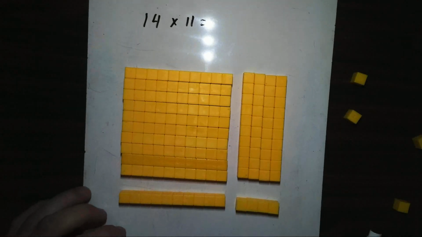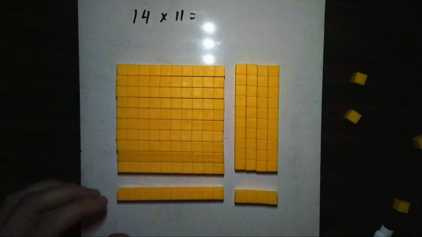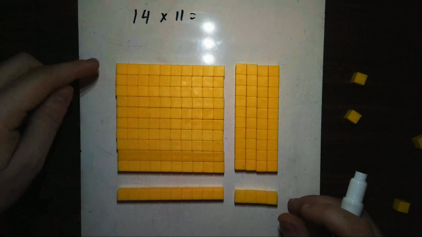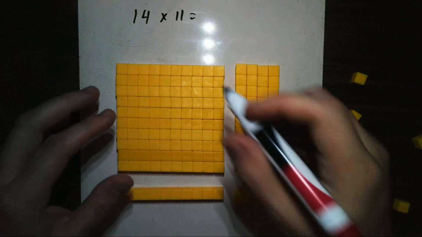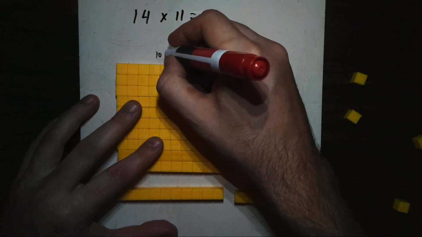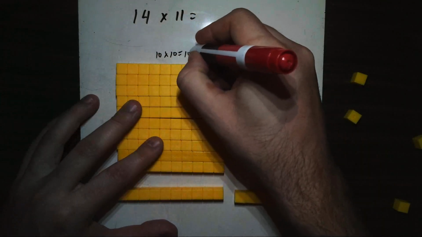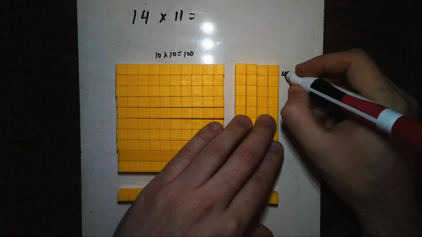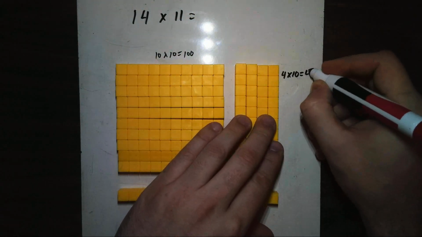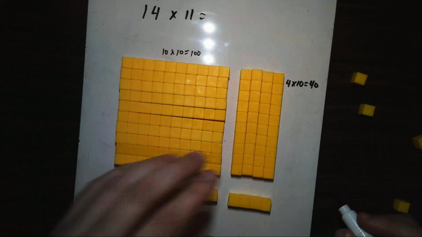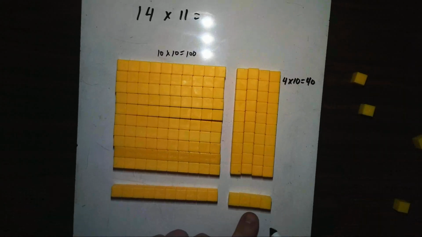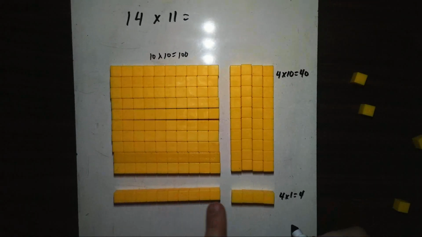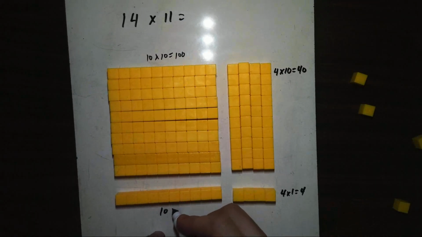And we're going to look at each of these new multiplication problems, or new arrays. So this right here is just like what we had before. We have 10 down and 10 across. We have a 10 by 10 array. Right here we have 4 across and 10 down, so we have a 4 by 10 array. Over here we have a 4 by 1 array. And here we have a 10 by 1 array.